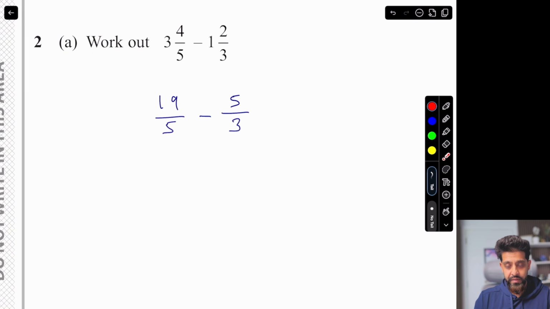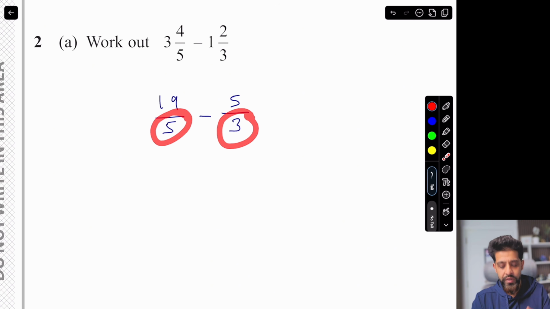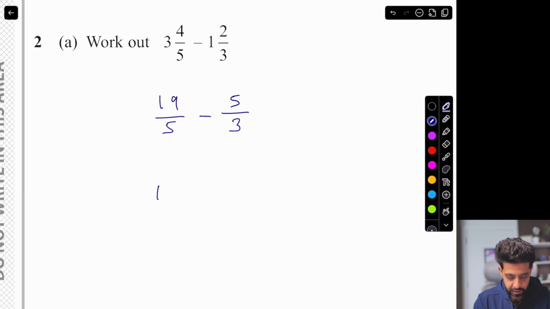The second step, because when we take away and we add, we have to have the denominators the same. At the moment, we've got 5 and 3, not the same. So how do we make the denominators the same? We normally look for the lowest common multiple. So what do both 5 and 3 become? They can become 15. So we can have 15 as a new denominator for both of our fractions.